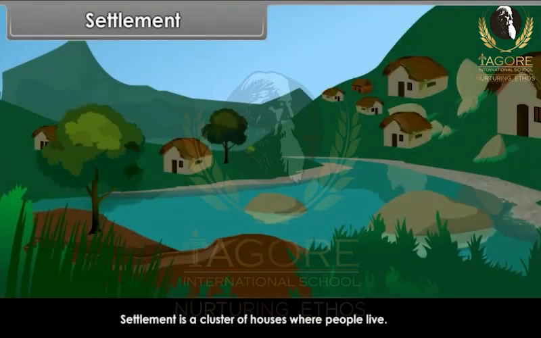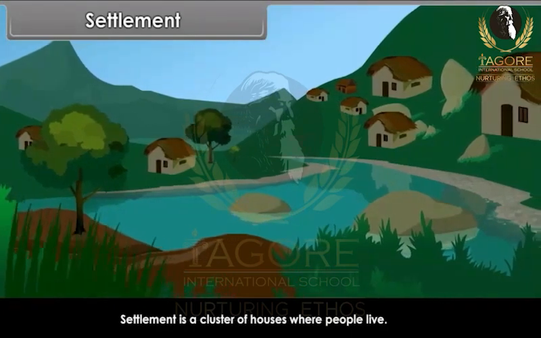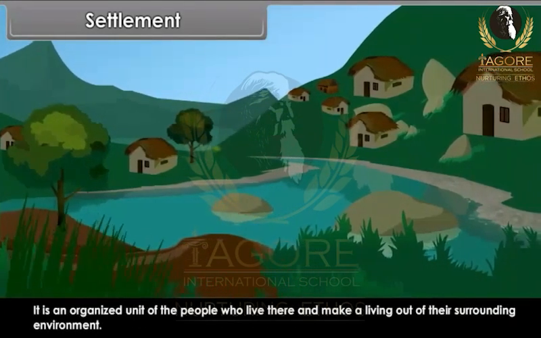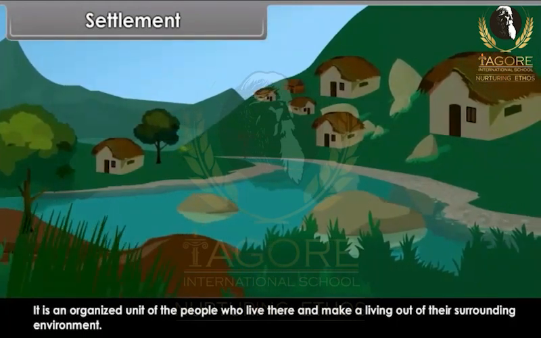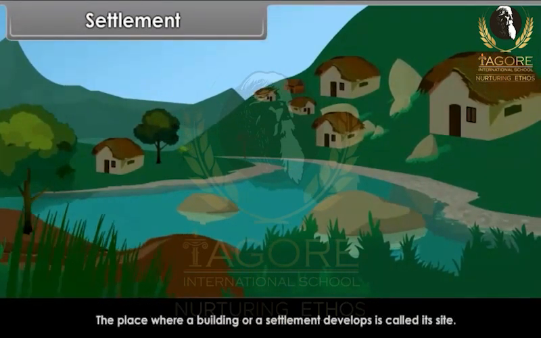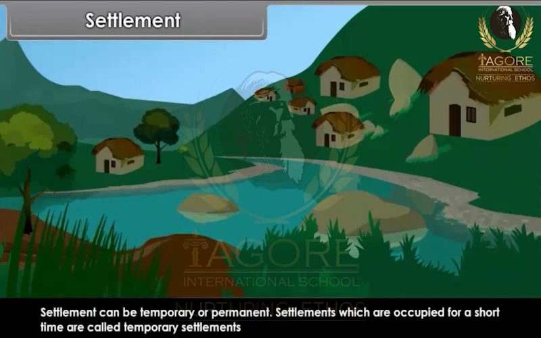Settlement. Settlement is a cluster of houses where people live. It is an organized unit of the people who live there and make a living out of their surrounding environment. The place where a building or a settlement develops is called its site. Settlement can be temporary or permanent.